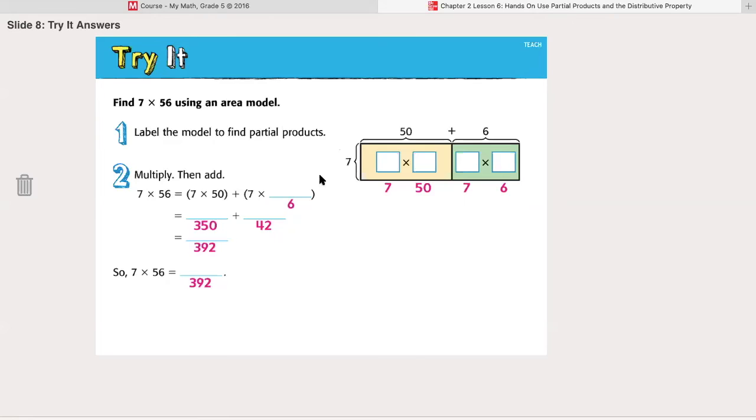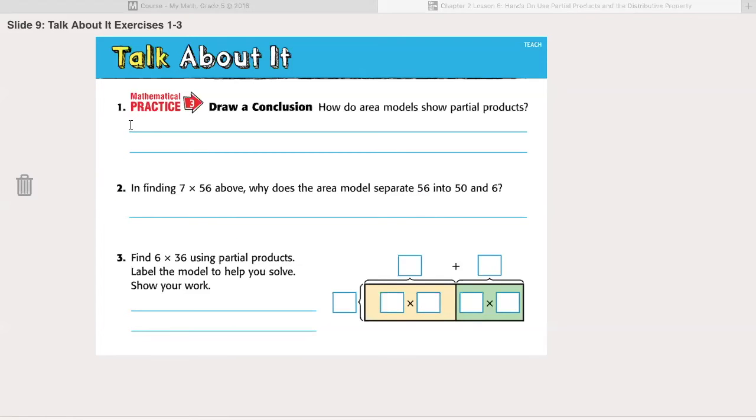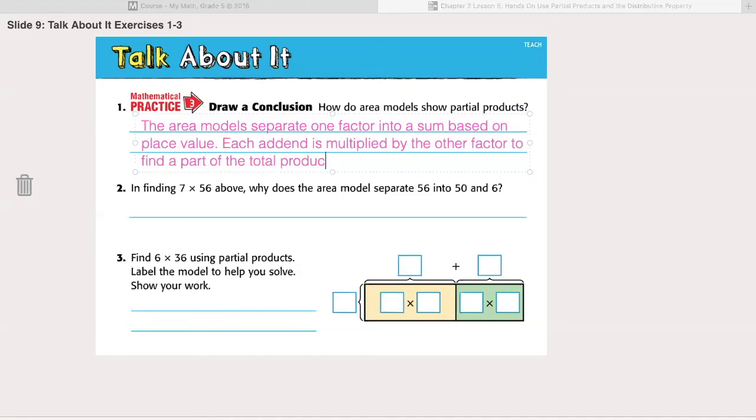Let's talk about it. Number 1, draw a conclusion. How do area models show partial products? The area models separate one factor into a sum based on place value. Right? That's the part where we take one of the factors apart into the tens and the ones place. Each addend is multiplied by the other factor to find a part of the total product.